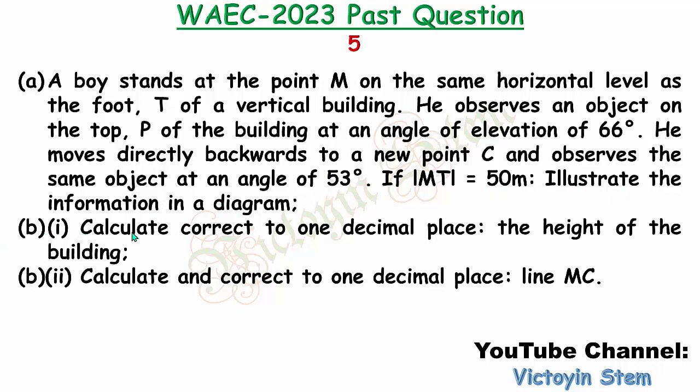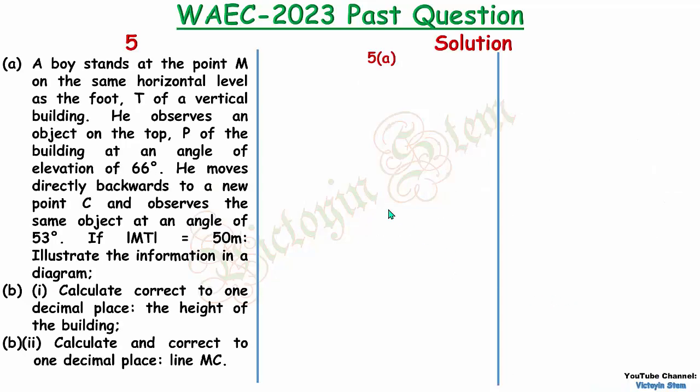BI. Calculate correct to one decimal place the height of the building. BII. Calculate correct to one decimal place line MC. Okay, now you have the question towards the leftmost part of the screen. I'll solve the first part of the question, which is for me to illustrate the information in a diagram.